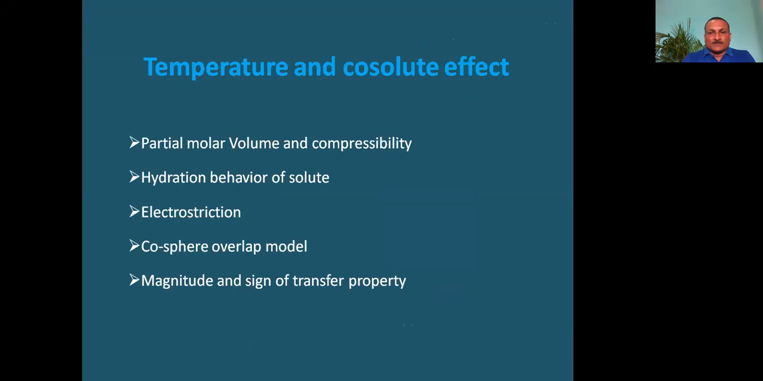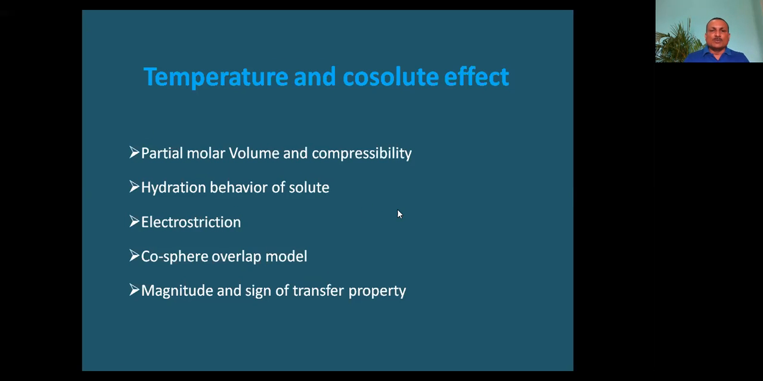Now, coming to the effect of temperature and co-solute on these partial molar properties and transfer properties. The calculation and determination of partial molar volume and compressibility we will see in another video lecture, and those properties are determined from the graphical method.